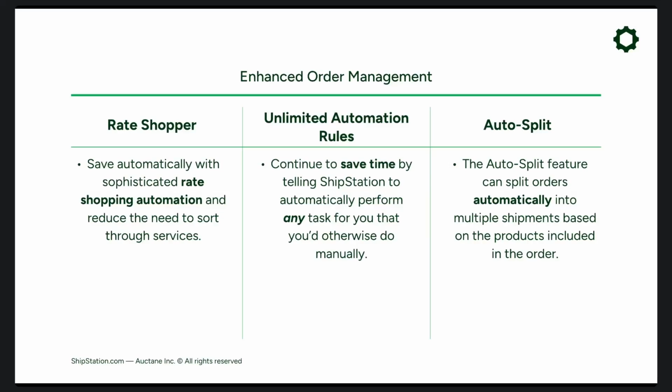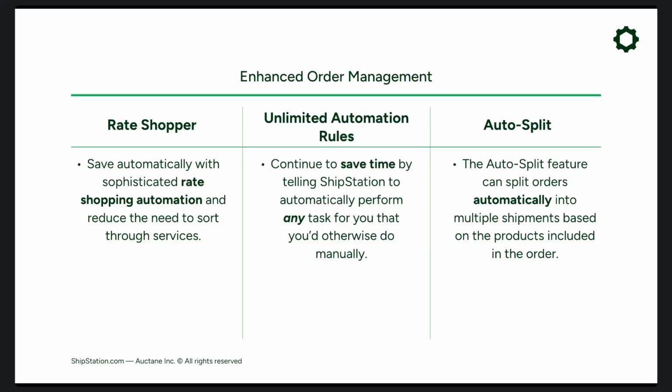Again, you'll continue to have access to being able to create an unlimited number of automation rules. Lastly, here, if you find that you're having to manually split orders into multiple shipments, you can now save yourself time and always ensure the right products are automatically split for you.